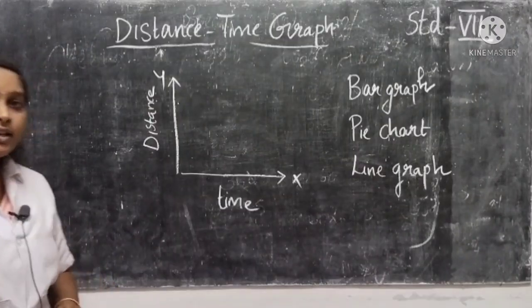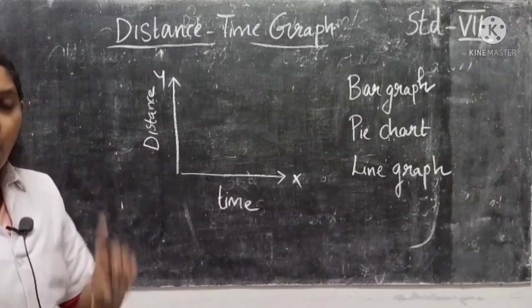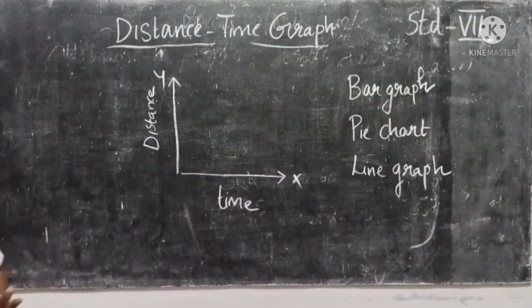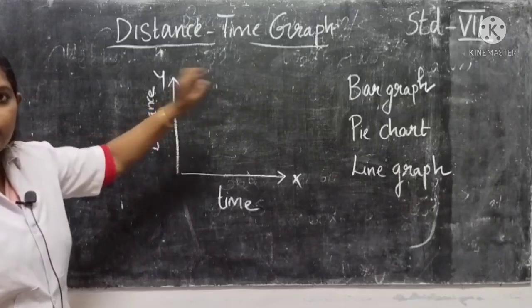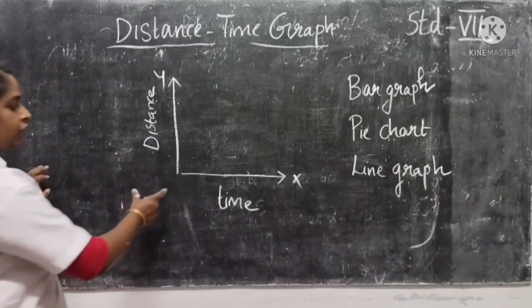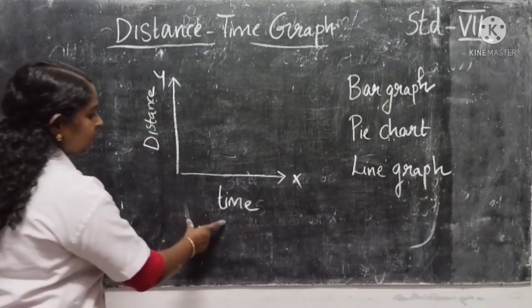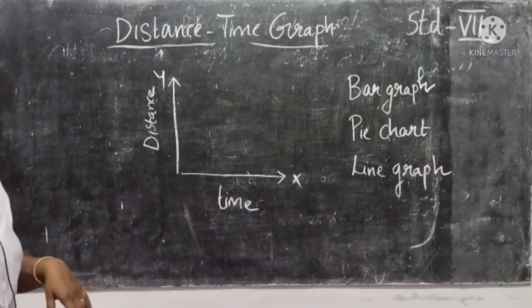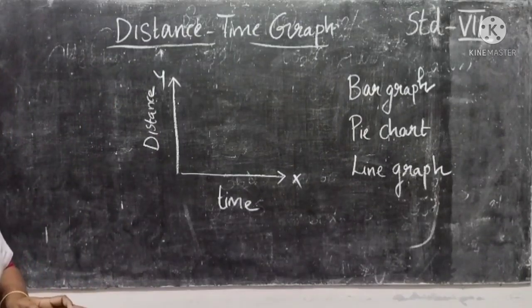Next is distance time graph. A distance time graph shows how the distance travelled by a moving object changes with time. So, according to the time changing, how the distance of a vehicle changes. In a distance time graph, there are two axes, x and y. In x axis, time should be represented, and in y axis, distance should be represented.